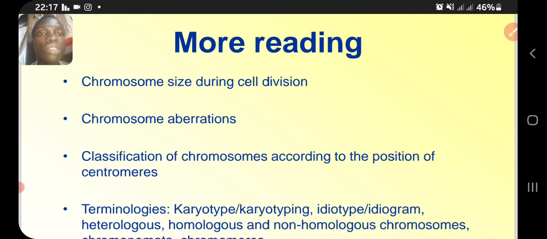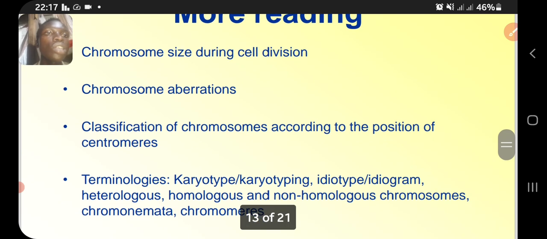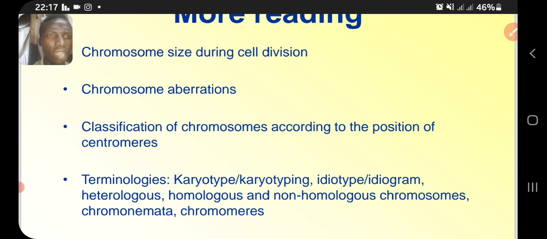For more reading, you can look at chromosome size during cell division, and read more about chromosome aberrations and the classification of chromosomes according to the position of the centromeres. Terminologies that you can look at are karyotype, idiotype, ideogram, heterologous, homologous and non-homologous chromosomes. We can also have the chromonemata and the chromomeres right there.